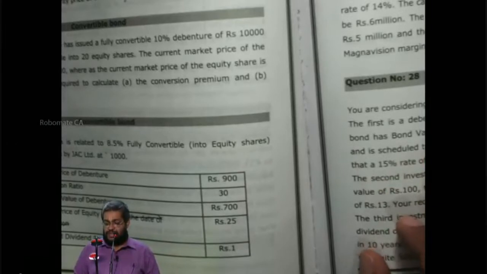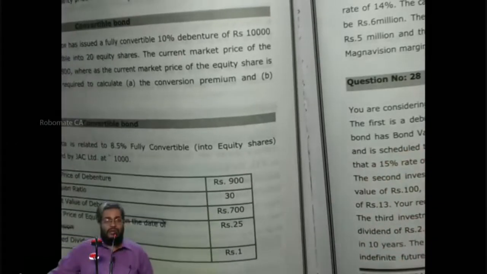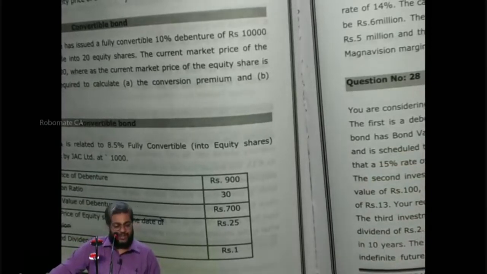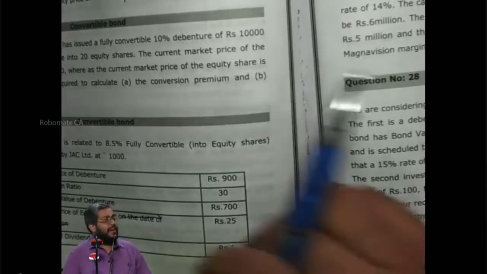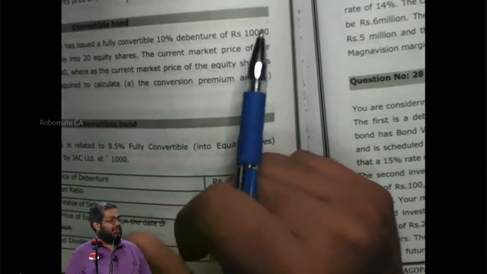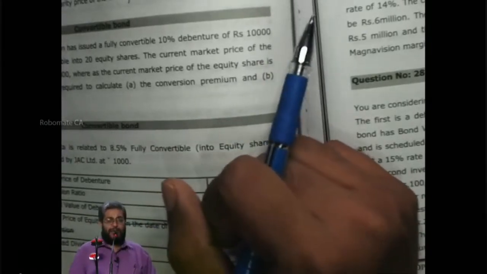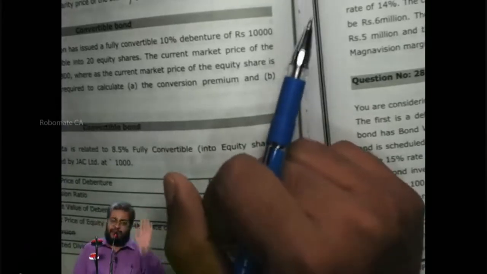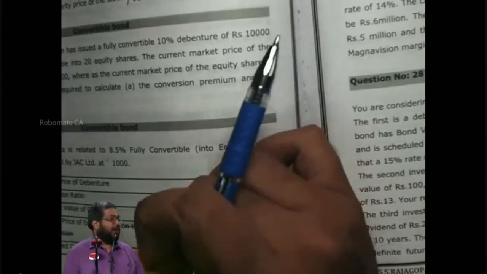Part D, ratio of conversion premium. Tell me, how much rupees do I pay as conversion premium for the share? 5 rupees. If I buy the share, how much do I have to pay? 25 rupees. For the 25 rupees share, I pay how much premium? 5 rupees premium. 5 by 25 is what? The percentage of premium. Are you following or not?